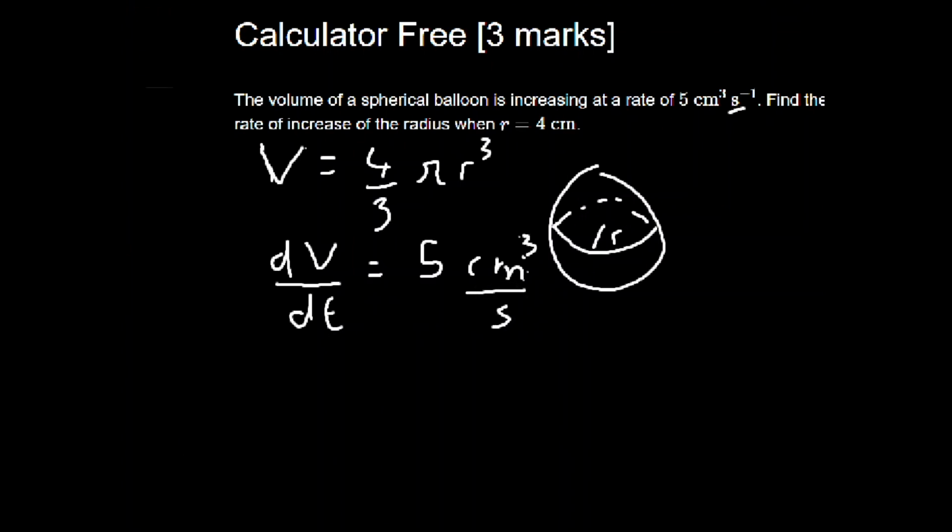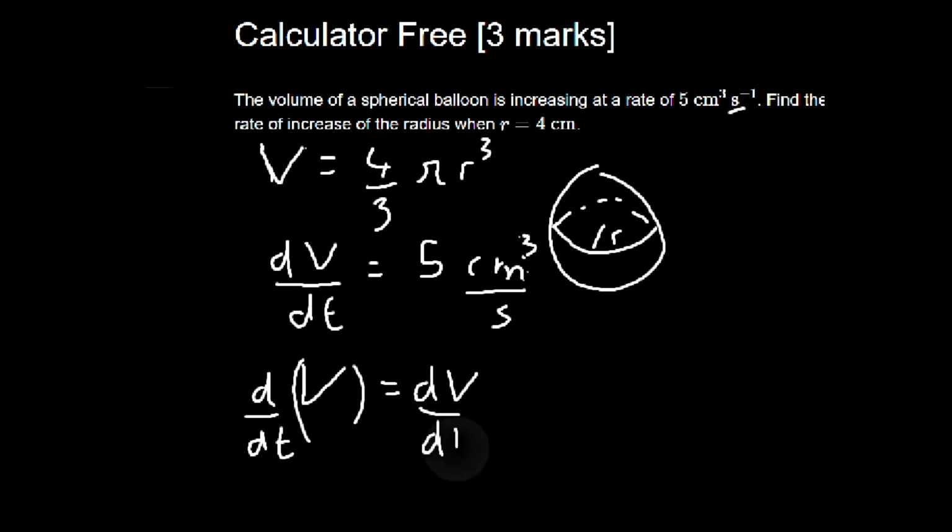So unfortunately, we've got this thing with respect to time and we've got this other equation with respect to radius. So we're going to have to do a little bit of trickery, I guess. So when we differentiate this with respect to time, let's say we've got V, and we differentiate it with respect to time. That's okay because that can just be equal to dV/dt. That's cool, right? That's when we say it's equal to 5.